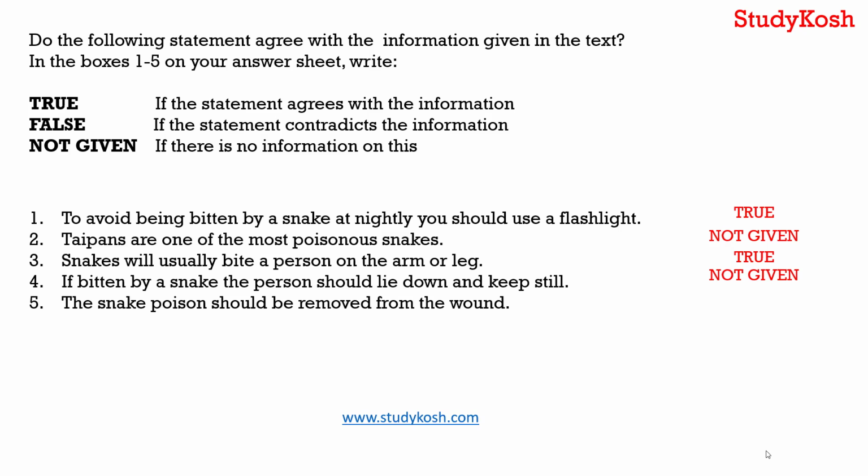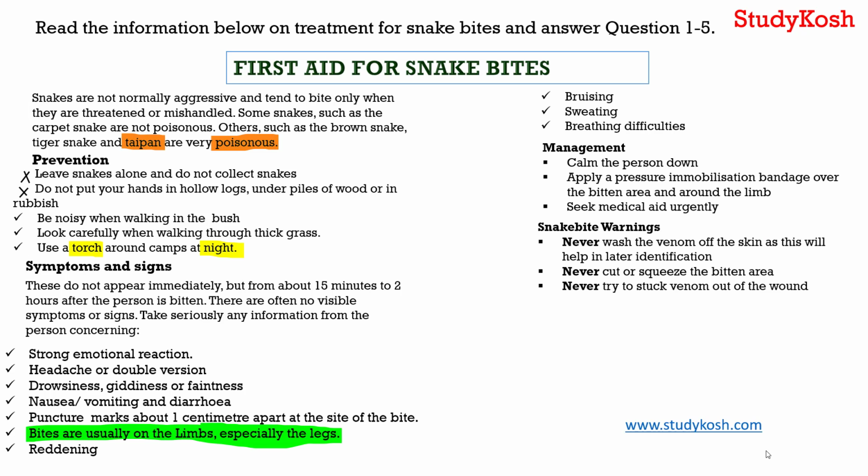The snake poison should be removed from the wound. The keywords for this statement are snake poison and wound. Let us find it in the passage. The question says that the snake poison should be removed from the wound. But if you see under management, it does not say to remove the snake poison from the wound or the bitten area. The point number 2 under management says apply a pressure immobilization bandage over the bitten area. Students, for our keyword wound, we have the keyword available. So our answer lies in this line only. This line says to apply a pressure immobilization bandage over the bitten area or wound.